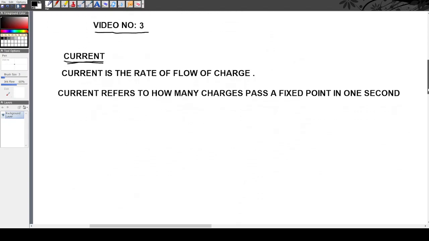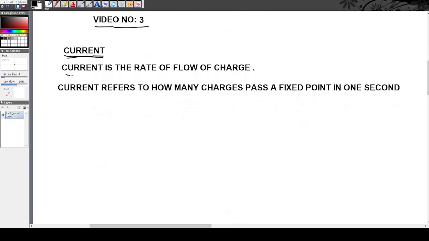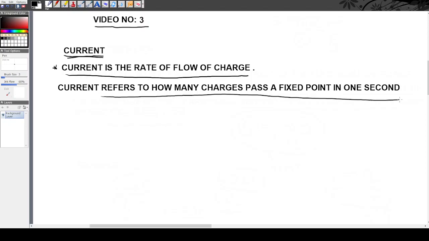So according to the definition of current, current is the rate of flow of charges. It's as simple as that. Define current: current is the rate of flow of charge. Current is how many charges pass a fixed point in 1 second.